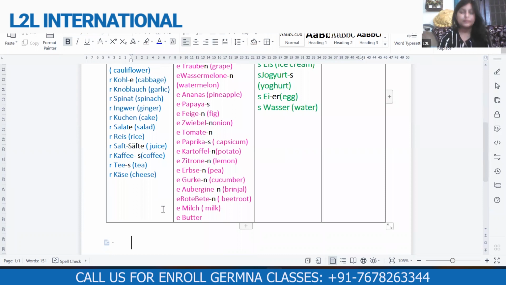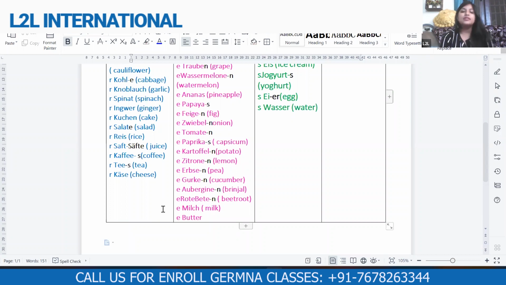Okay, the next three, Samriddhi, bitte. Lesen Sie. Yeah, I have to read from Erbse, right? Ja, richtig. Erbsen. Gurken, Auberginen. It is Aubergine. Auberginen. Yeah, Auberginen, richtig. Aubergine, Auberginen, Gurke, Gurken, Erbse, Erbsen.